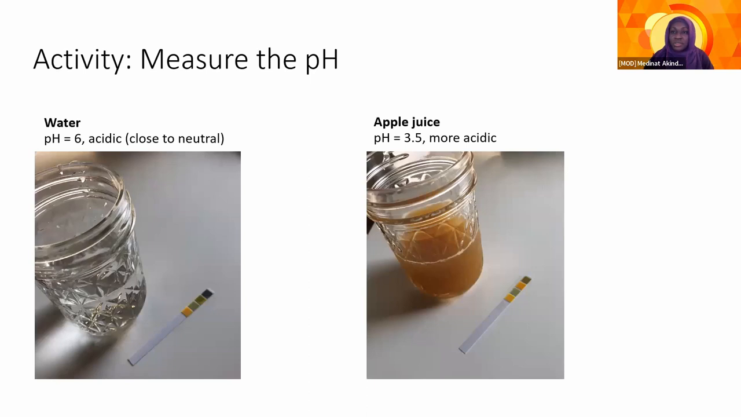Yeah, I can show you the result that I got when I did this sometime last week. The pH for water that I got was around 6. It's slightly acidic and it's close to neutral, which is good. It means I have healthy water. And then apple juice, I got a pH of around 3.5, so it's more acidic.